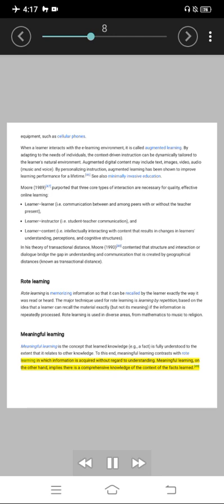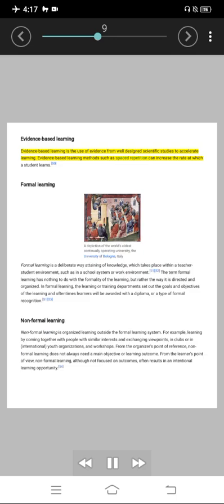49. Evidence-based learning. Evidence-based learning is the use of evidence from well-designed scientific studies to accelerate learning. Evidence-based learning methods such as spaced repetition can increase the rate at which a student learns.